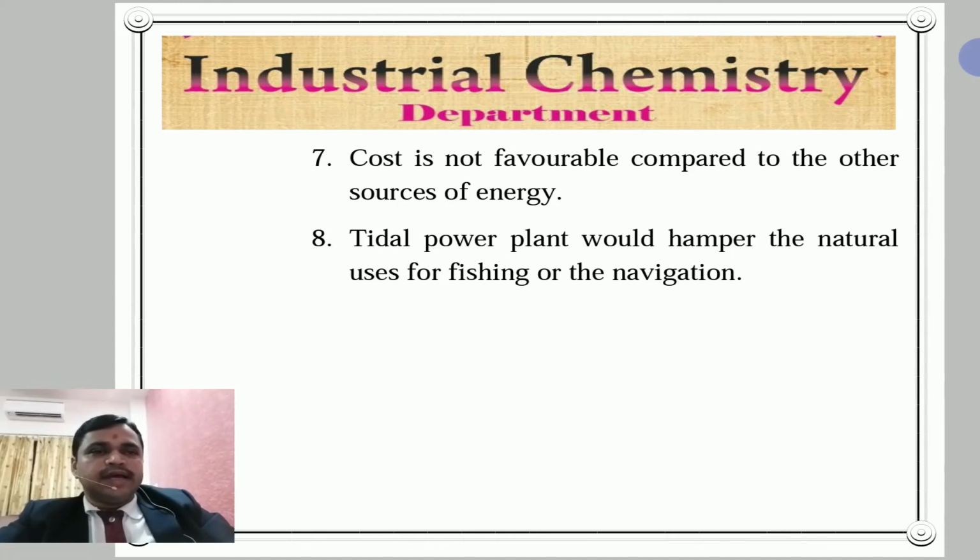tidal power plant. I have some videos for this type of plant which are attached here. Please show the videos.